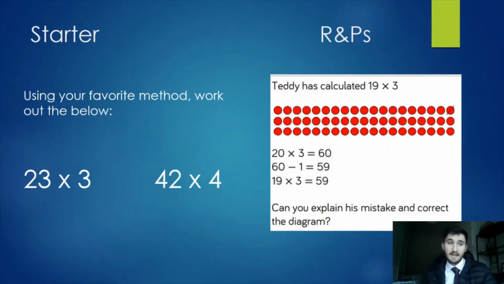So as always, guys, we're going to have a starter, which is some fluency on the left-hand side, and then some reasoning and problem solving if you can do that. So first, do your fluency. I want you to use your favorite method that we did from last lesson and work out the below. So you've got 23 times 3 and 42 times 4. On your piece of paper and with your pencil, have a go at these. If you finish that, then you can get onto the reasoning and problem solving.